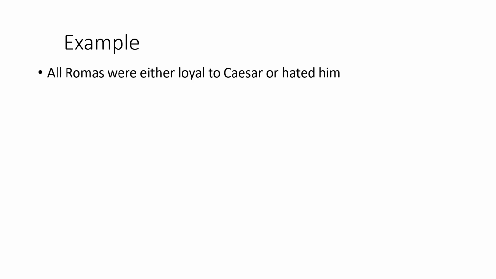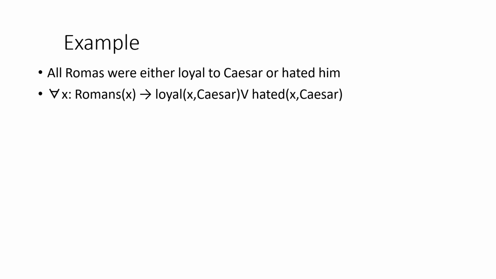All Romans were either loyal to Caesar or hated Caesar. So that means for all X, X is a Roman, and either loyal to Caesar or hated him. So implies, where we are representing using implies. Then loyal to X comma Caesar, or it indicates the or. Then hated X comma Caesar.